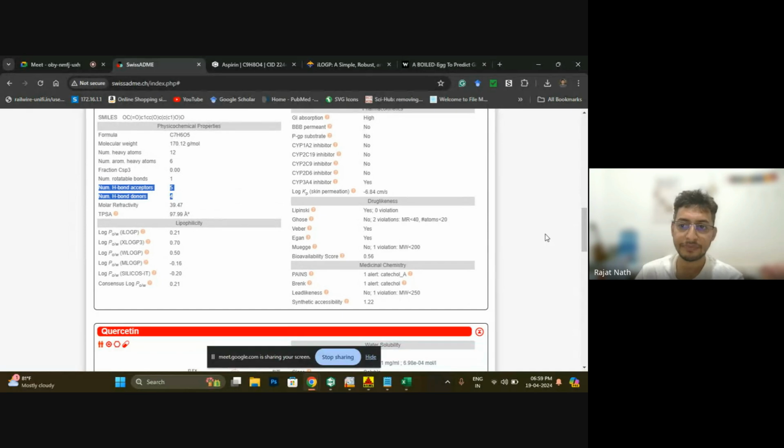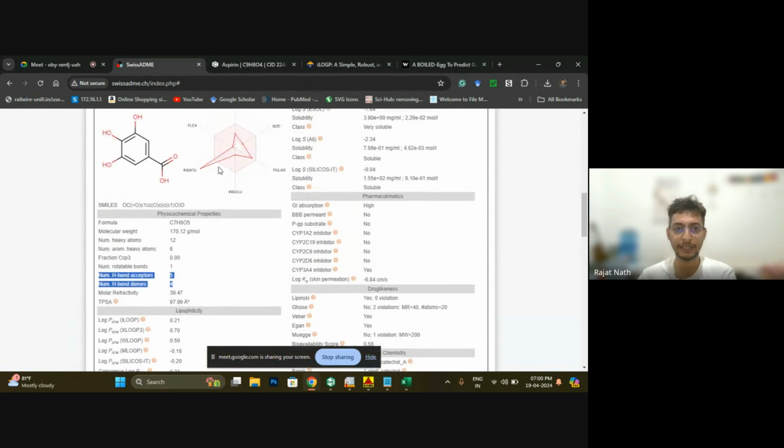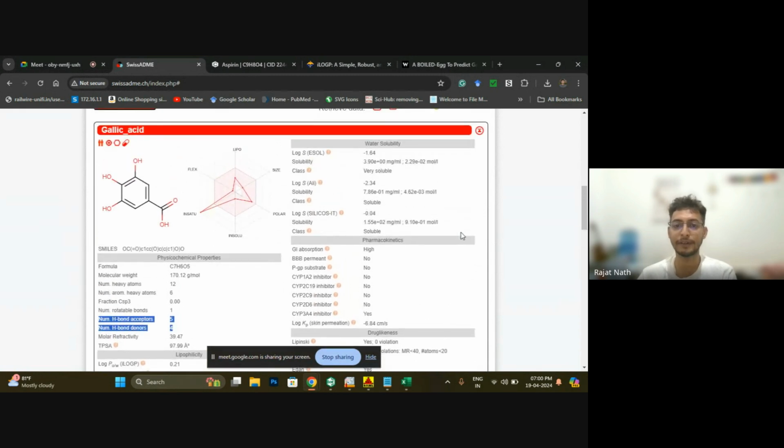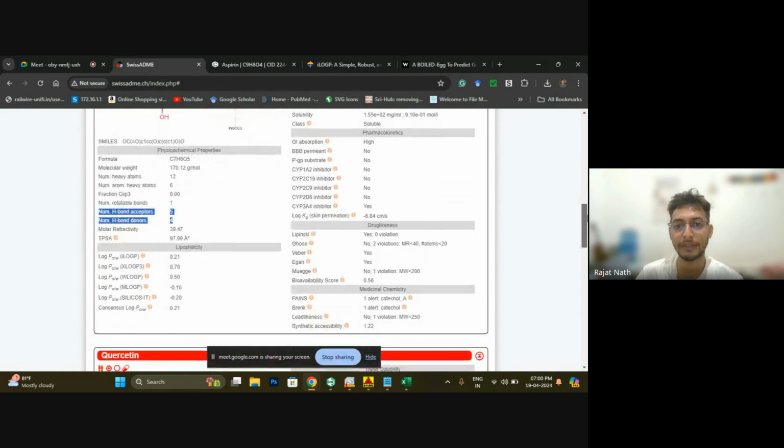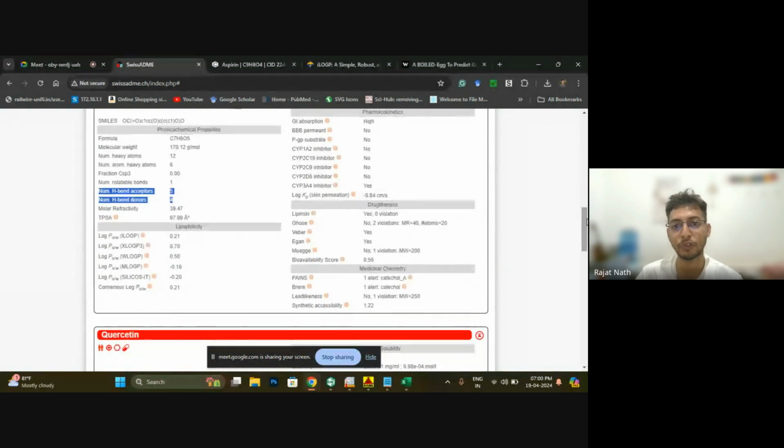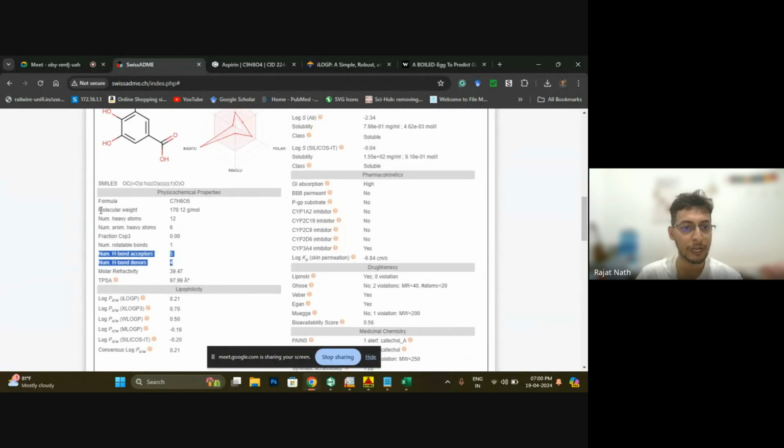Now I will discuss the parameters which are very important in computer-aided drug designing. I will discuss what is the meaning of these parameters and what should be the score of those parameters. First one is molecular weight. As I already mentioned, it is one of the required parameters for drug designing. Second one is number of hydrogen bond acceptors and number of hydrogen bond donors, which I have already mentioned in yesterday's class.